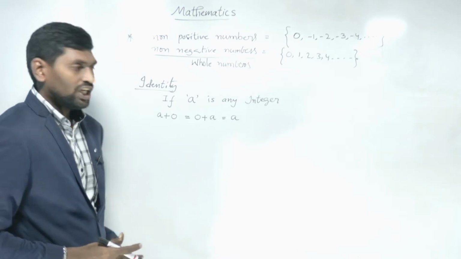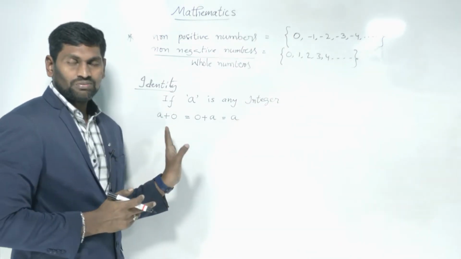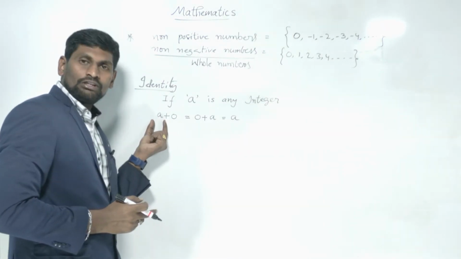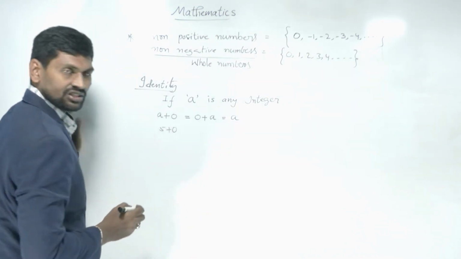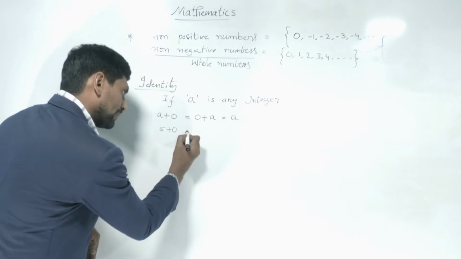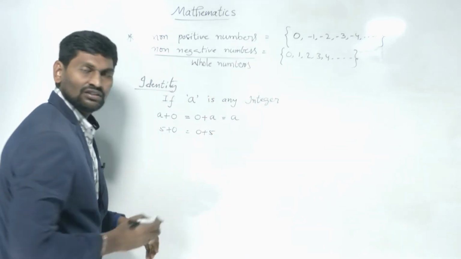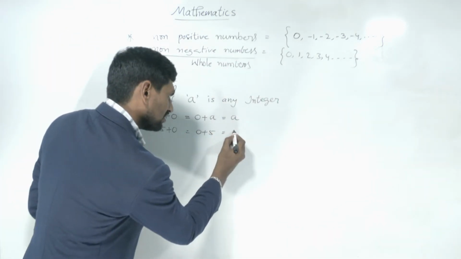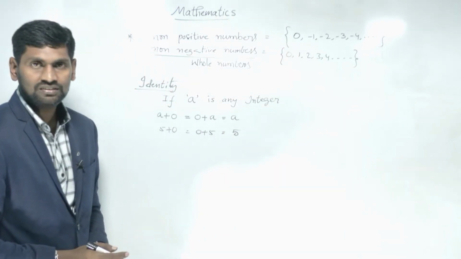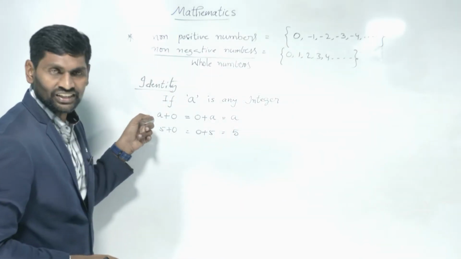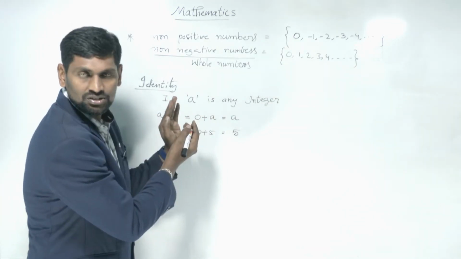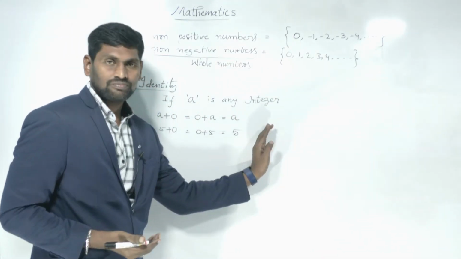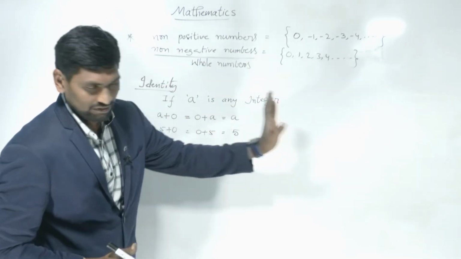Am I right? If you add anything to 0, the same number remains. Like 5 plus 0, how much? 5 only. 0 plus 5 is also 5 only. So here you can take A as any integer, whether it is positive or negative. If you add it to 0, the same number will come. If you take minus 3, the answer will be minus 3 only.